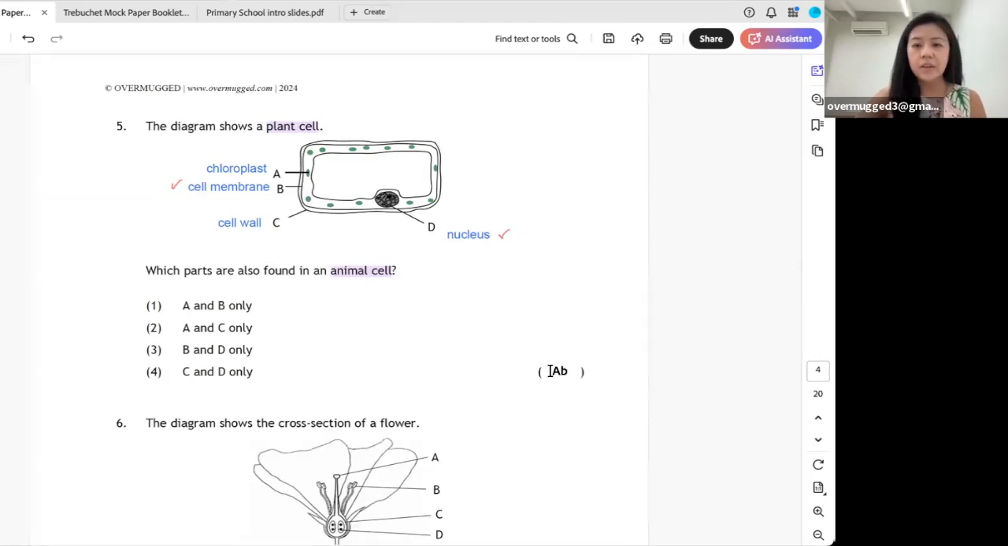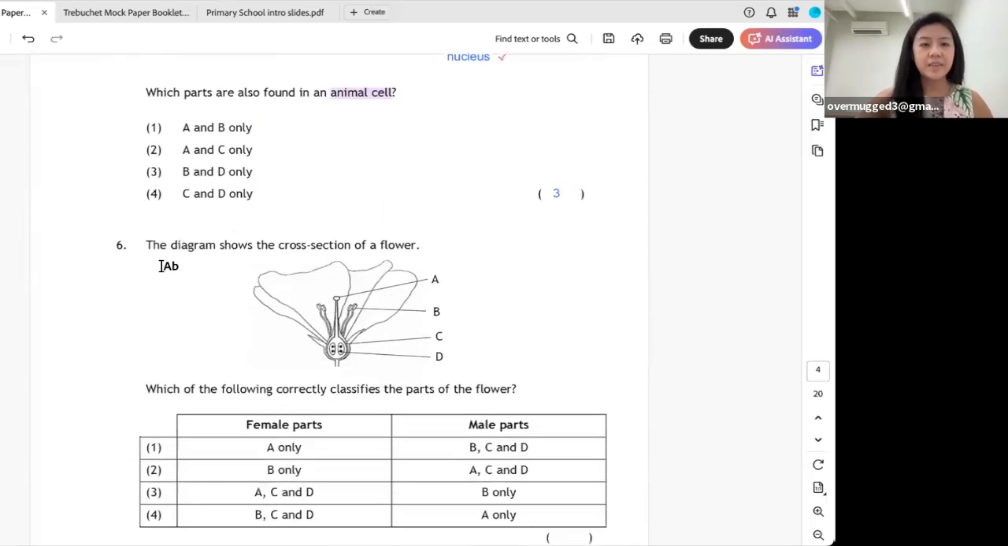Okay. All right, let's move on. Question 6. Again, we have parts to label. And this shows a cross-section of a flower. This is again your primary 5 topic on reproduction in plants. Okay, so let's get started with the labeling.